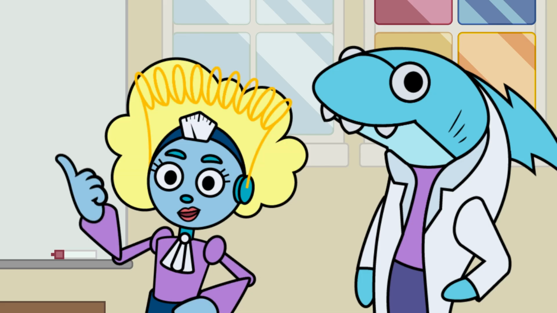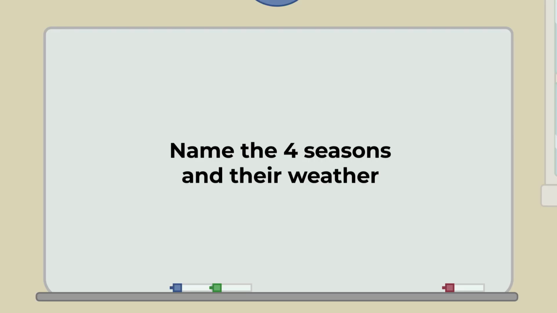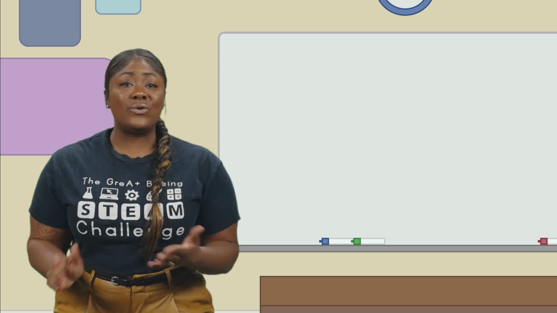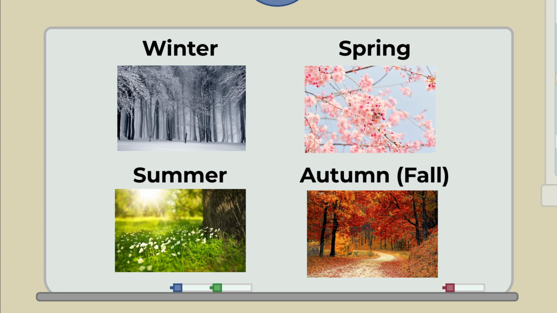Did you know that there is a natural phenomenon that describes the cycle, the pattern of weather changes? Yep, this natural phenomenon is divided into 4 parts called seasons. STEAM scholars, can you name the 4 seasons and the weather we may experience with those seasons? Discuss with your class now. Wow, you guys are blowing me away. The 4 seasons are winter, spring, summer, and autumn or fall.